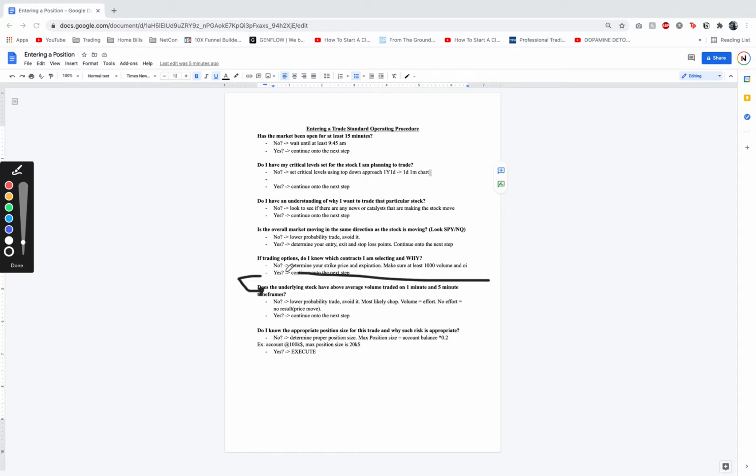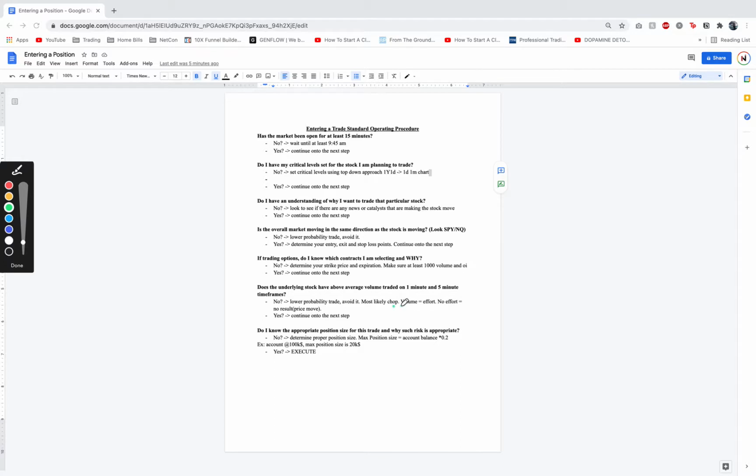Does this underlying stock have above average volume traded on 1 and 5 minute charts? Volume supports price, guys. I'm not saying you can't make money trading stocks with low volume, but it's all a probability game. Trading is all about probabilities, and you want to capitalize on trades where you have an edge. If you're trading low probability trades, then you have low edge, and you would not be able to make money consistently. You might make money once or twice, get lucky, but you're not going to be able to sustain this for a long period of time.